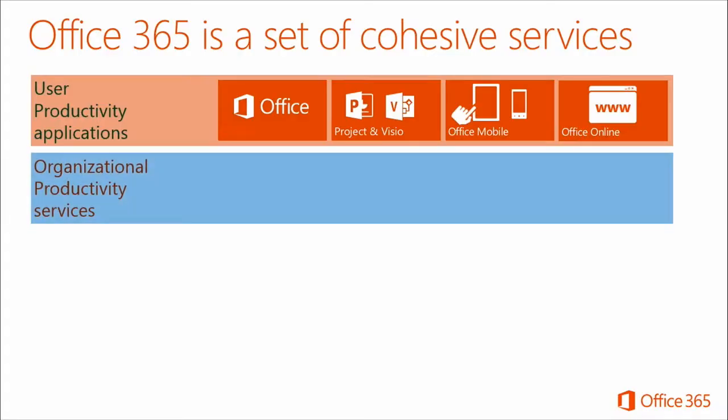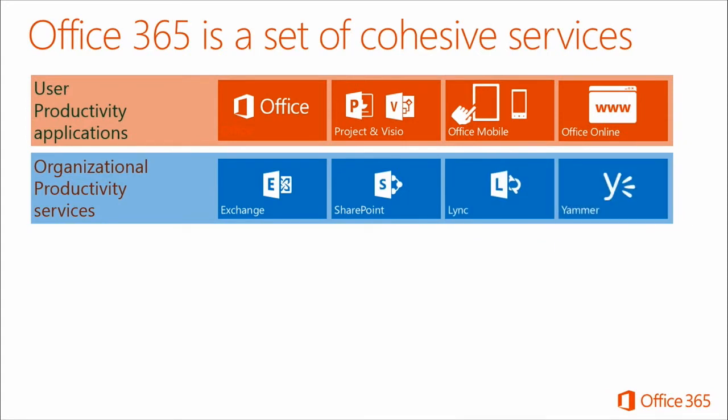But built on top of those user productivity applications are also the organizational productivity services that you may already have on premises. Things like Exchange, SharePoint, Lync, Yammer. All these things are not so much apps built for one user, but they're tools to collaborate, to communicate, and to share all this content as well. And as IT pros, we're familiar with these tools. We know Exchange, we know SharePoint, we know Lync, we know Yammer. But what we're getting with Office 365 is everything together in that scenario as well.